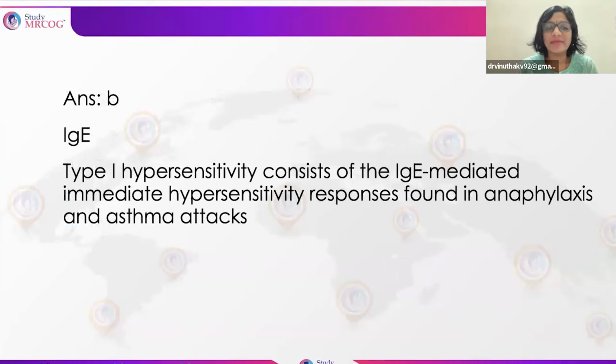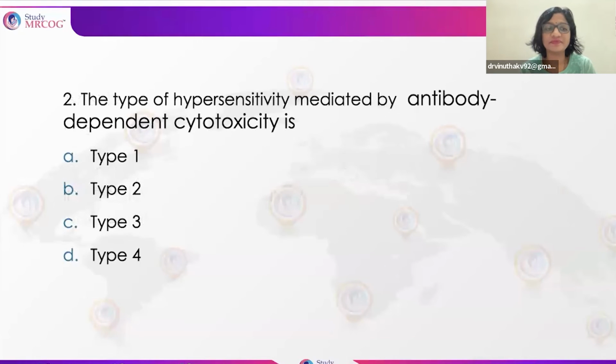Type 1 hypersensitivity reaction consists of an IgE-mediated hypersensitive response found in anaphylaxis and asthma attacks. I have repeated anaphylaxis and asthma so that you again recollect that type 1 hypersensitivity examples are anaphylaxis and asthma.